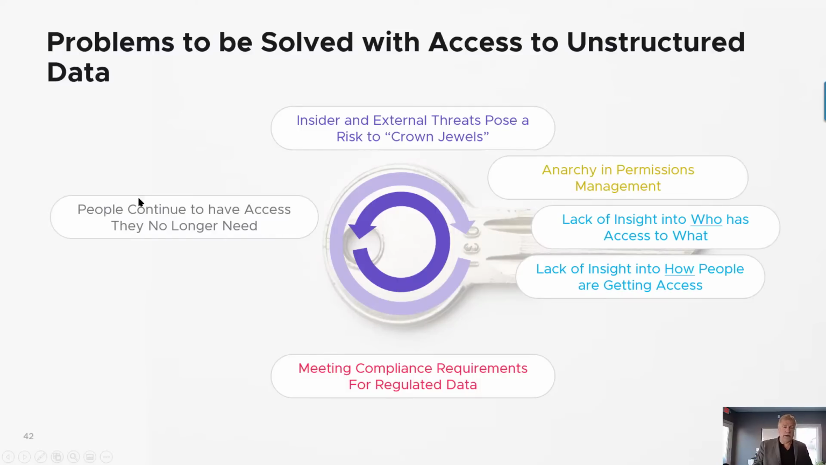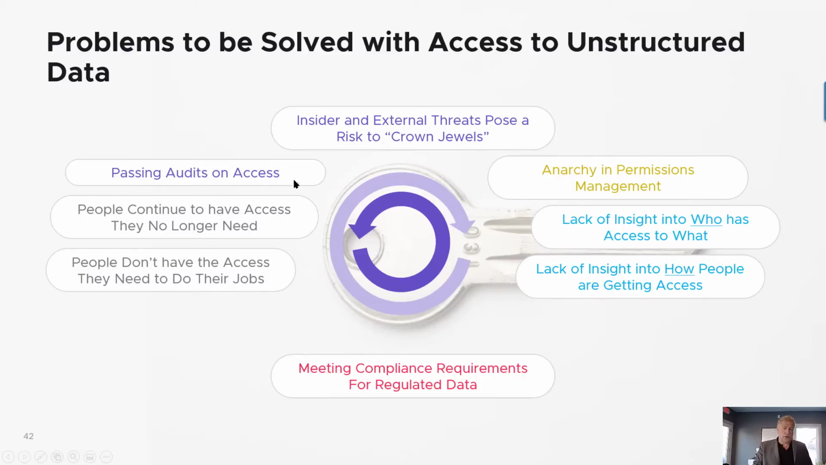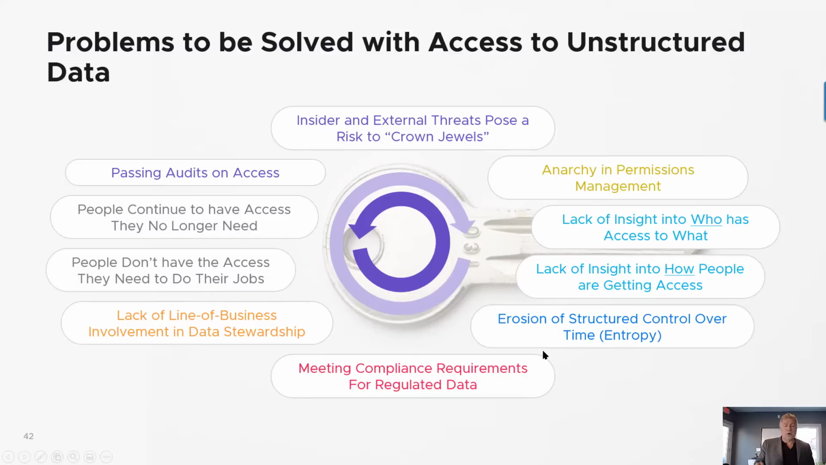Do the right people have the rights that they need to do their job, or they've moved on from a job and they still have those rights? Or we're trying to pass audits on access, or we're trying to involve line of business in data stewardship, or we're just worried about erosion in the structure of control over time. I refer to that as entropy.